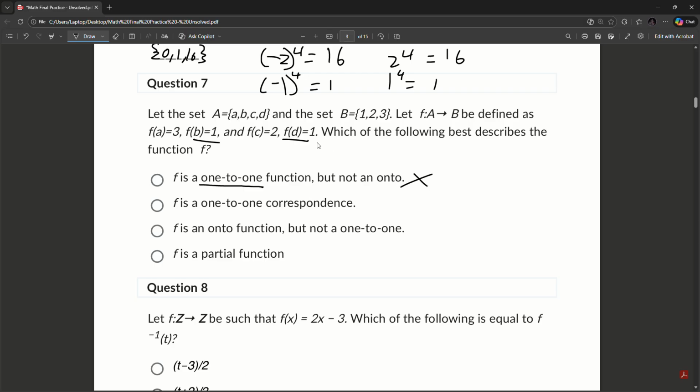And now a surjective means that every value has been used at least once, which in this case is true because 3 has been used, 1 has been used, and 2 has been used. Duplicates don't matter, right? So it is an onto. So the function is not a one-to-one function, but rather an onto. So it is the third option.